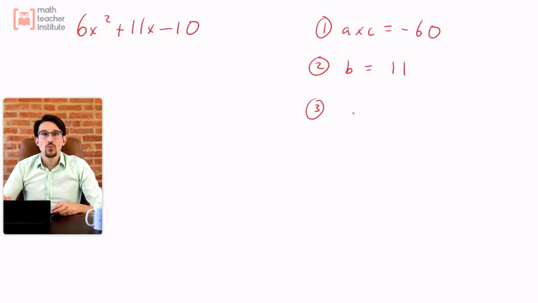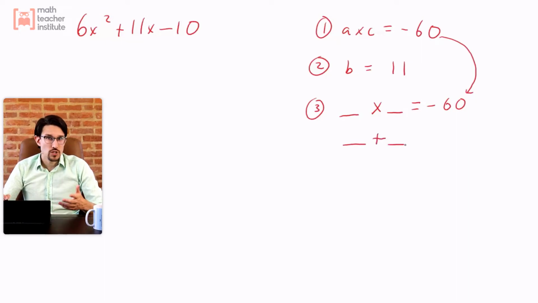Now step 3 is the one where students will have a little bit of a challenge. Step 3 is all about finding 2 special numbers. These 2 numbers need to multiply to make negative 60, the answer from part 1. And the same 2 numbers need to add up to make the number from part 2, which is b. So in this case, 2 numbers that multiply to make negative 60, and the same 2 numbers add up to make 11.